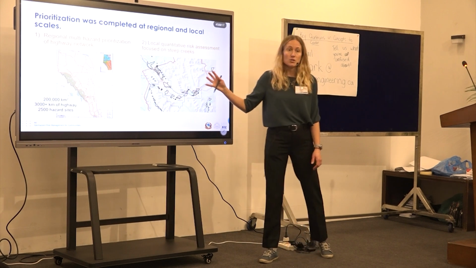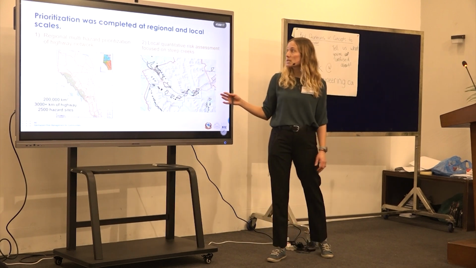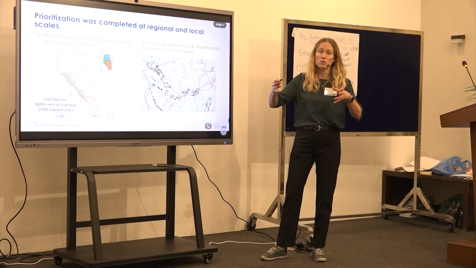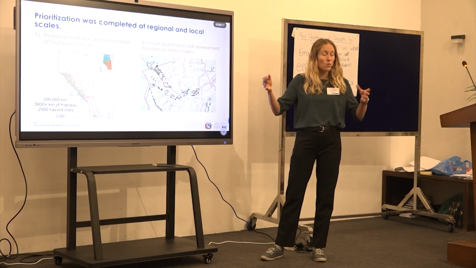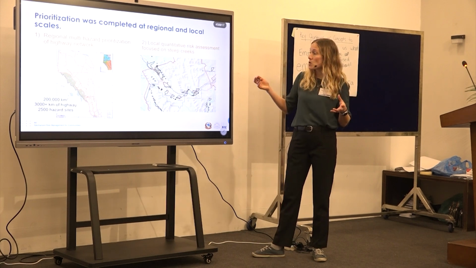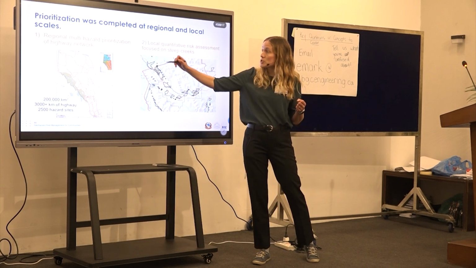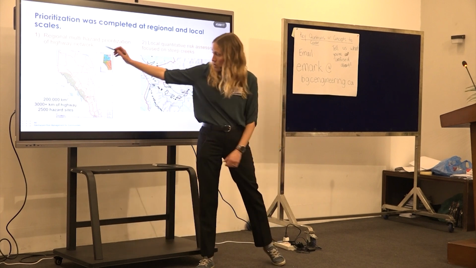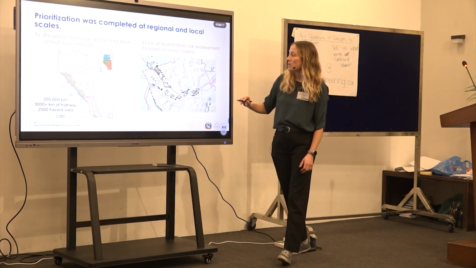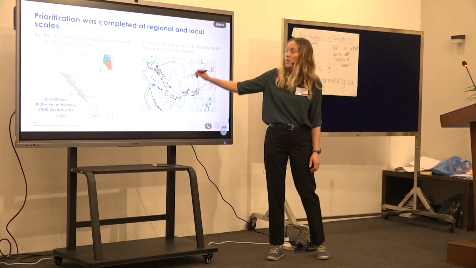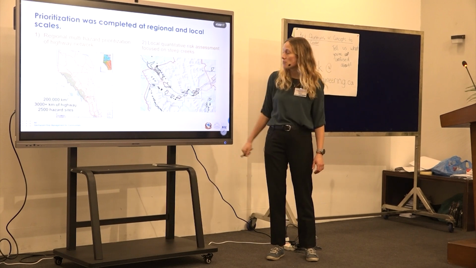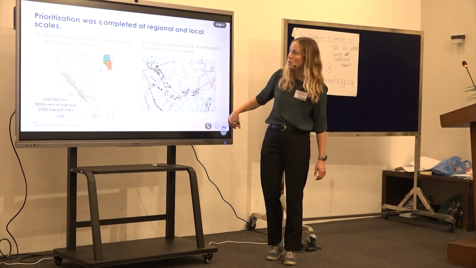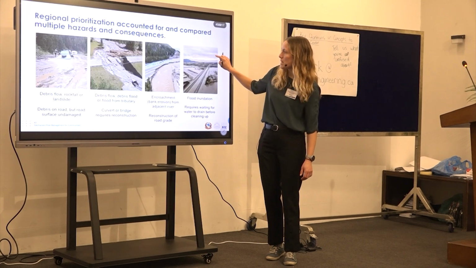So prioritization following this event was completed at a regional and local scale. And in Canada, we have provinces, and so the regional scale was done across the province of Alberta, so that's this whole area. And then we also did local prioritization using quantitative risk assessment just within this zone. I can't remember if this is on my next slide, so we'll go back to it.